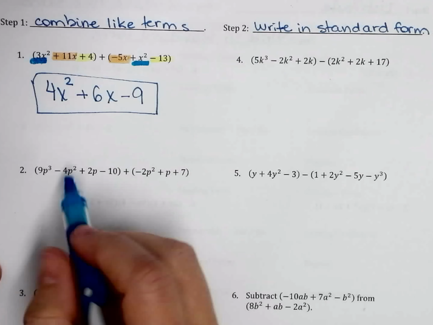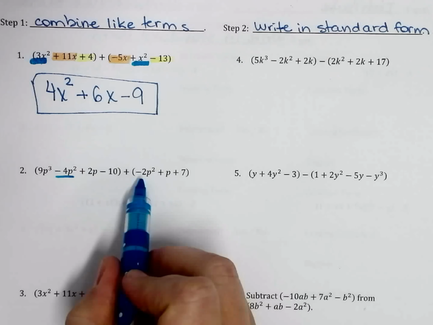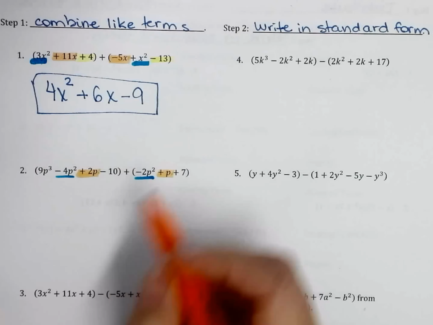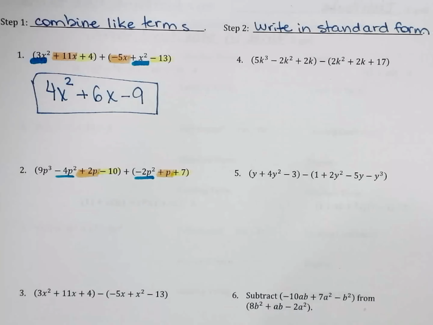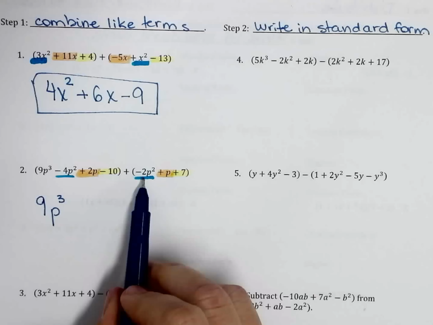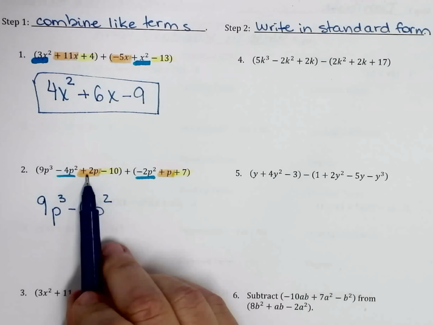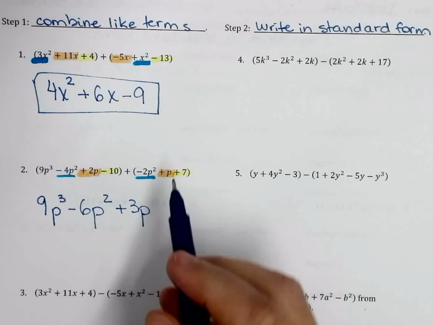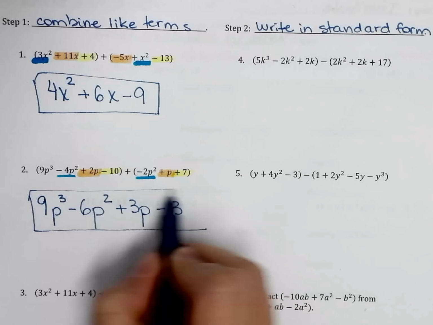Okay, let's do p cubed. There's not another one. P squared. I have p and the constant. So 9p cubed. Negative 4 minus 2 is negative 6. P squared. 2 plus 1 is 3. P. Negative 10 and 7 is negative 3. Already in standard form.